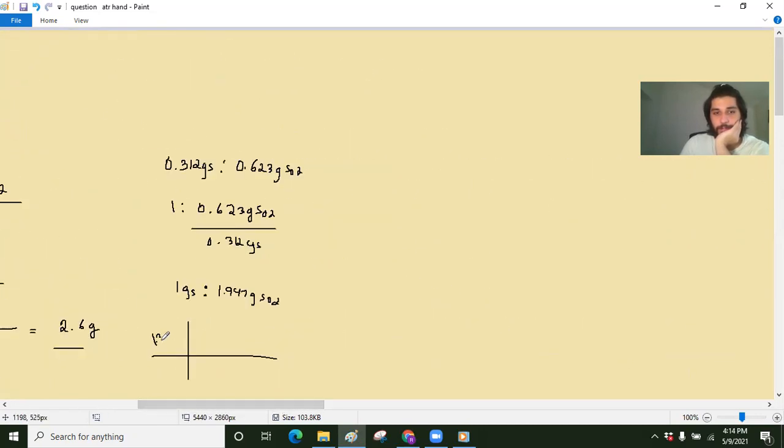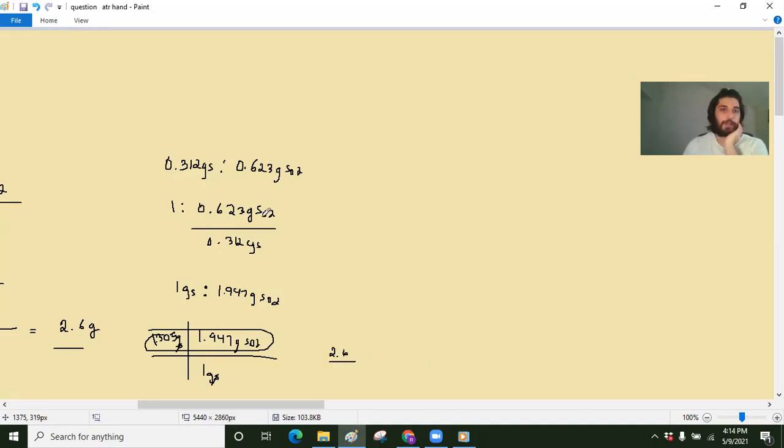So 1.305 grams of sulfur, and you would want your sulfurs to cancel out. So you would do 1 gram of sulfur here. Your sulfur would cancel out with sulfur, and you'd be left with 1.997 grams of SO2. So you'd multiply both of these, and of course you would get 2.6.